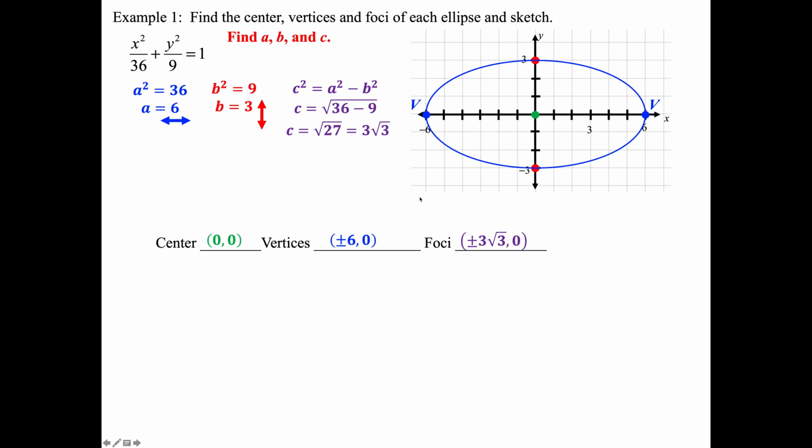Might want to find the decimal for when we plot those points, but again, the foci are always on the major axis. So whatever changes you make to the major vertices, I change the x by going plus or minus 6. You change the x coordinate again, plus or minus 3 radical 3, 0. So again, changing that to a decimal value, it's slightly bigger than 5. So there's my foci points.